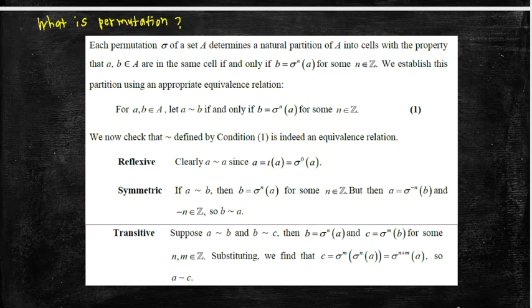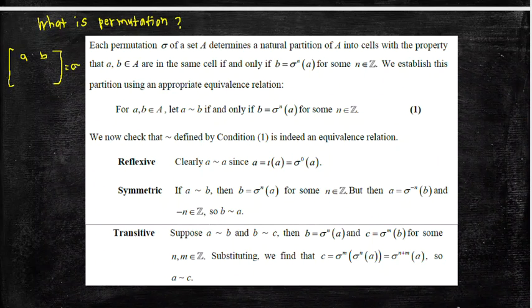What is permutation? A permutation sigma of set A determines a natural partition of A into cells, with the property that elements a and b in A are in the same cell if and only if b is sigma to the power of n of a.